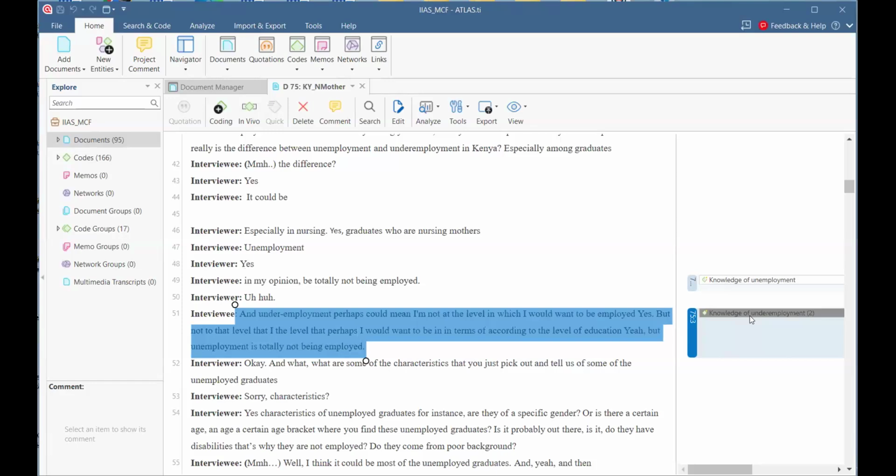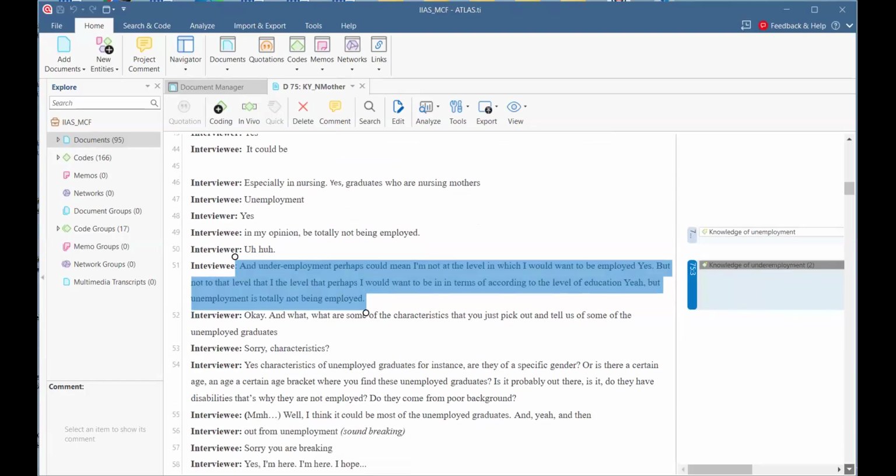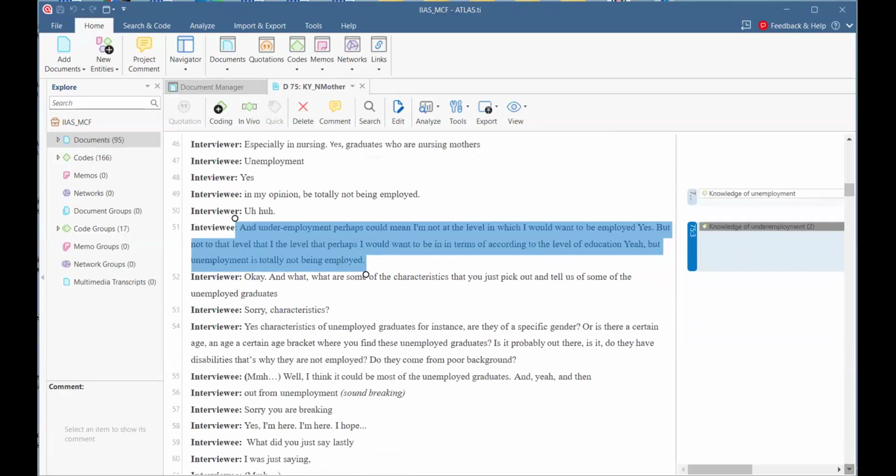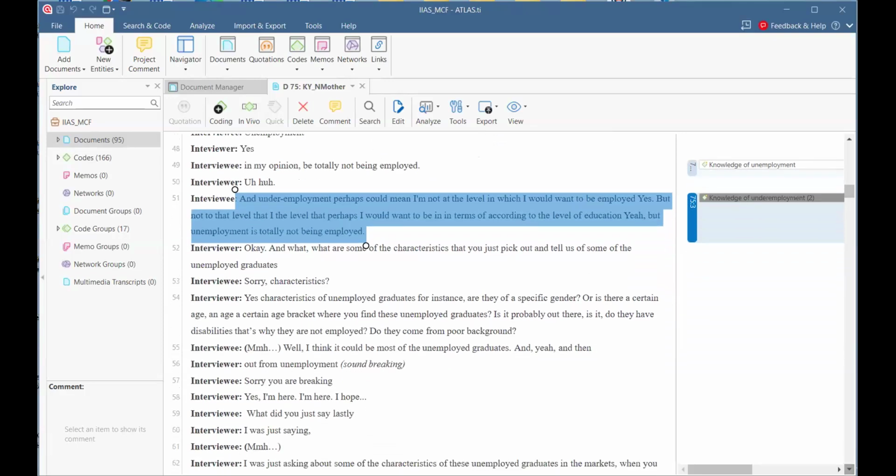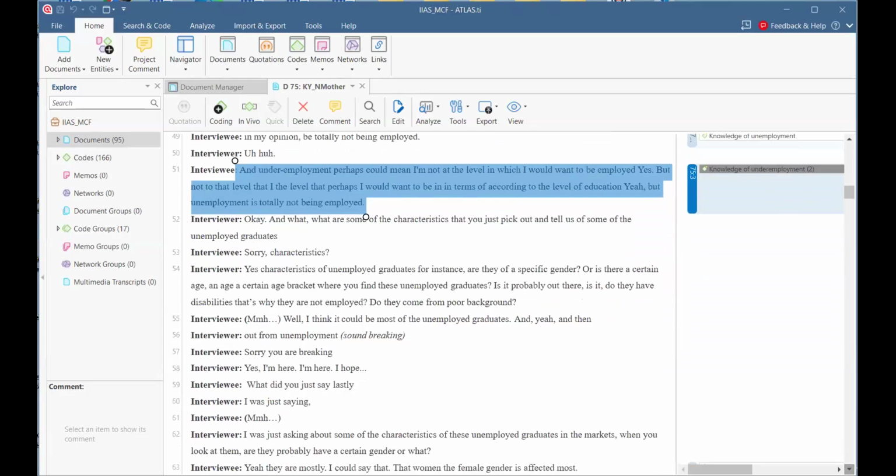She's saying that unemployment is at a level that she doesn't want to be at. So we coded this as underemployment. She then went on to ask other questions: can you give the characteristics of unemployment?